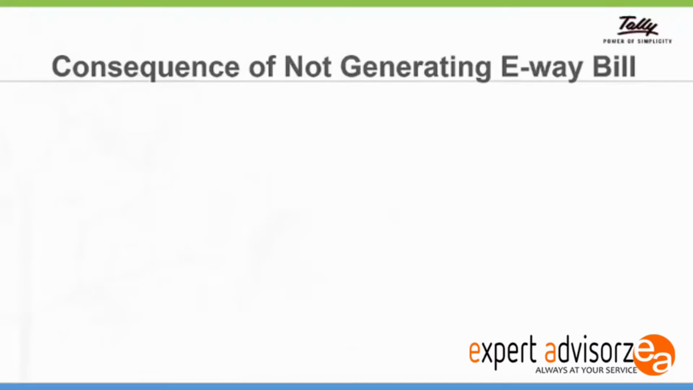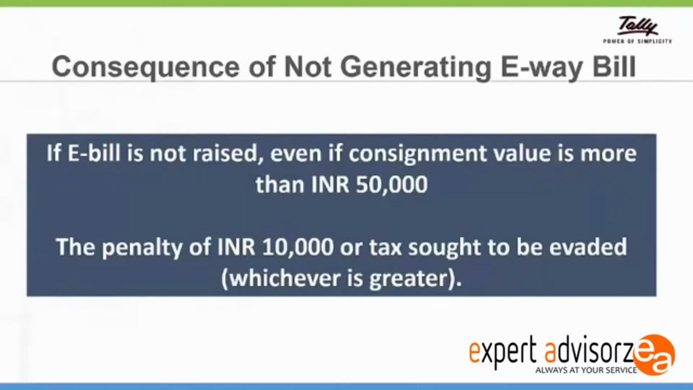So what are the consequences of not generating e-way bill? If e-way bill is not raised, even if consignment value is 50,000 worth and above, the penalty of 10,000 or tax sought to be evaded, whichever is greater, has to be paid to the department.